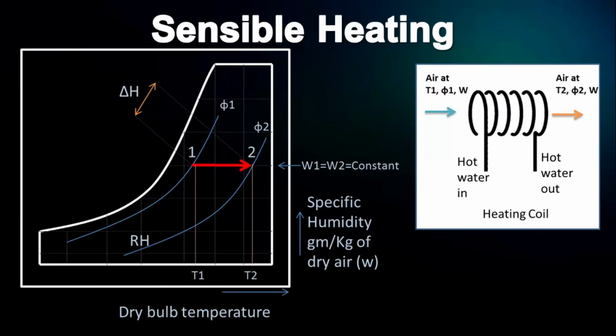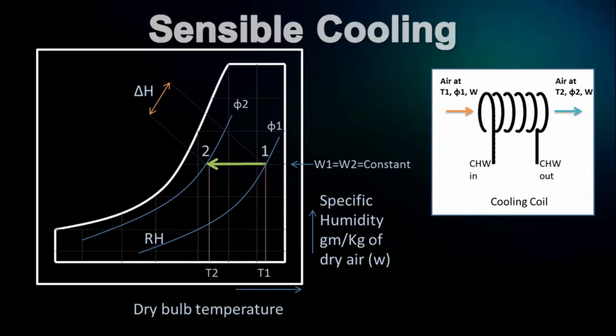From 1 to 2, the dry bulb temperature changes from T1 to T2 and specific humidity, that is the horizontal line, is constant. Here, relative humidity decreases from phi1 to phi2. The heat added can be calculated by calculating the change in enthalpy shown in the figure. The process of sensible heating can be done by using a heating coil through which hot water is circulated. Air at temperature T1 passes over the coil and its temperature increases to T2.